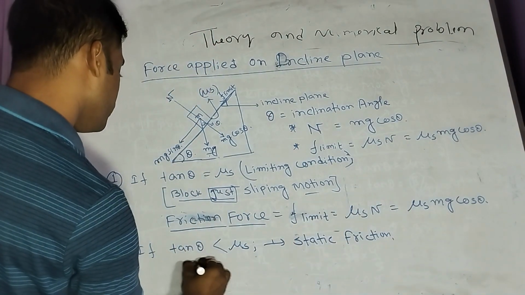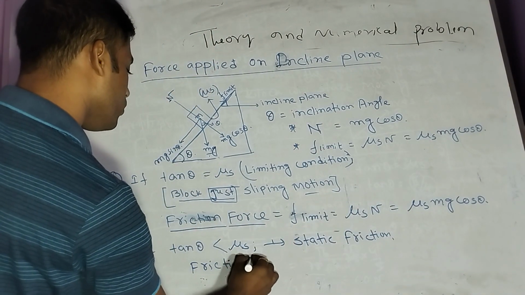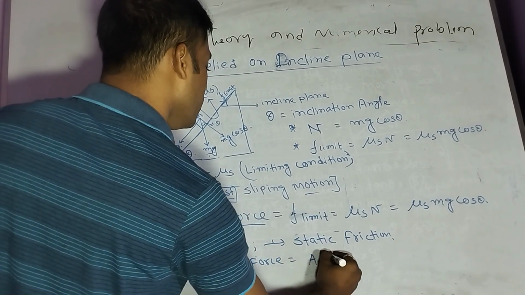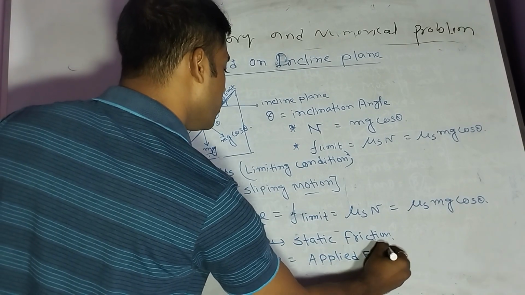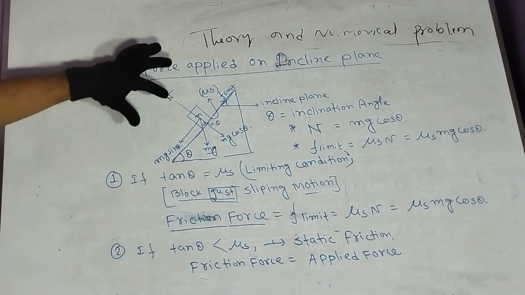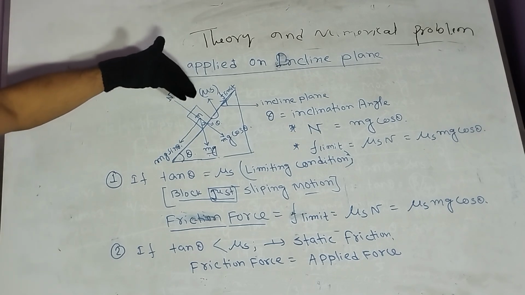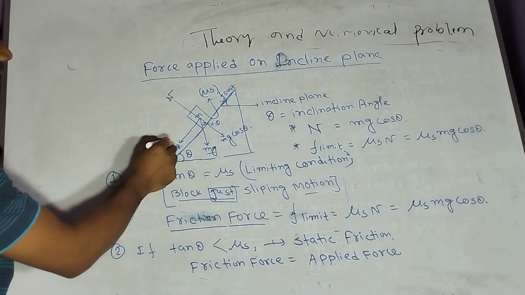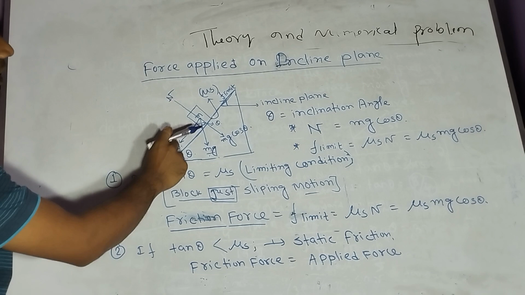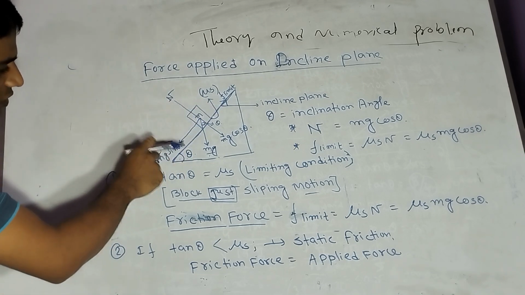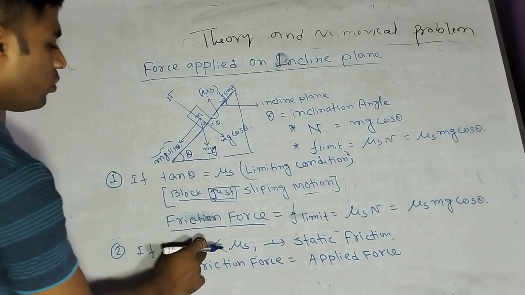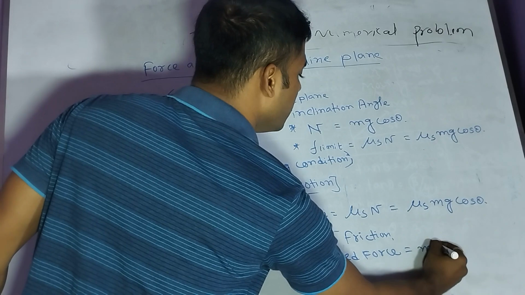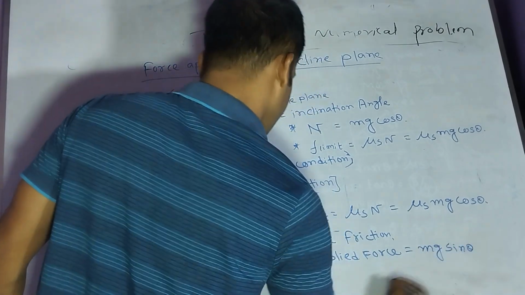Then in this case the friction force will be equal to the applied force. What is the applied force in this diagram? Applied force means the force that helps the body move downward or slip down. So this is the applied force, mg sin theta. This force helps the body move downwards. So when tan theta is less than mu s, then friction force is equal to applied force. What is the applied force value? mg sin theta.